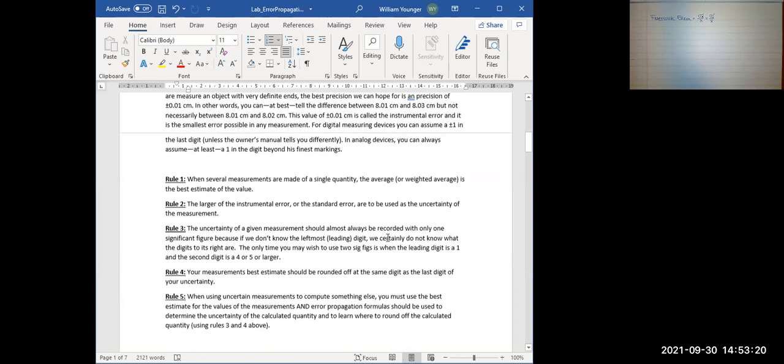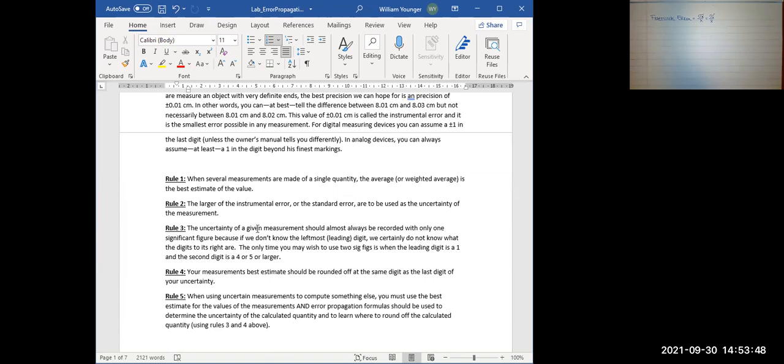Then I give you these rules, which I've also actually stated already in the video. Rule 1, when several measurements are made of a single quantity, the average or weighted average is the best estimate of the value. So that's the thing that comes after the equal sign. If you're going to claim that volume equals something, the best estimate is what you put there. Rule 2, the larger of the instrumental error or the standard error is to be used as the uncertainty. So that's what's coming after the plus or minus, in other words.